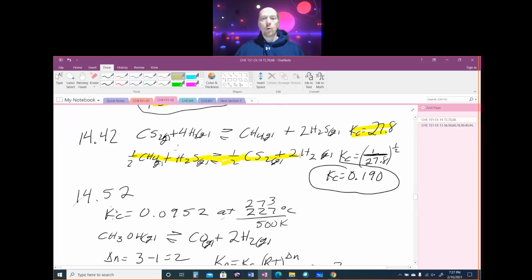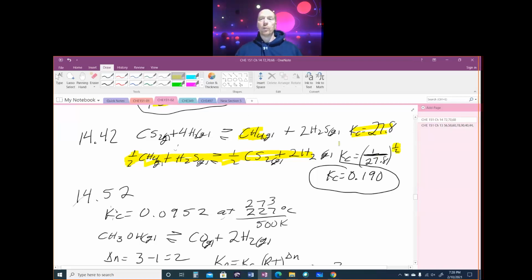So you have to know, what did they do to the original reaction in order to get this one? Well, for one, you see that the CH4 used to be a product, now it is a reactant. So they reversed the reaction. When you reverse your reaction, you have to take 1 over your K value. That is not where it stopped. They also multiplied through by 1/2. And so you have to then take that to the exponent of 1/2. So when you multiply through by a number, that changes your exponent.